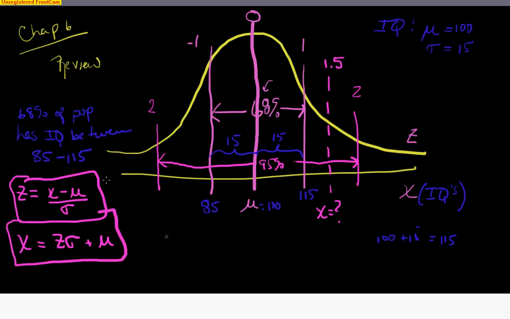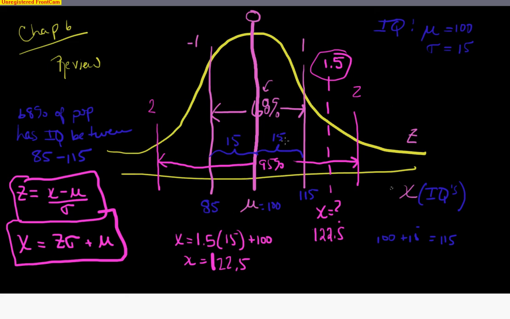In this particular problem, if we know the z-score is 1.5, then x would equal 1.5 times the standard deviation of 15 plus 100. You can just do that on your calculator, and you will get a value of 122.5. So someone with an IQ 1.5 standard deviations above the mean has an IQ of 122.5. And that's how you move back and forth.